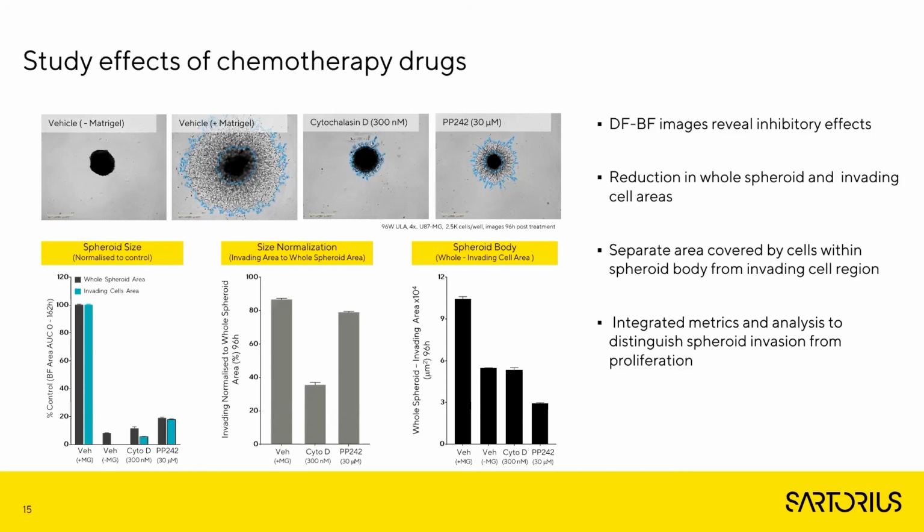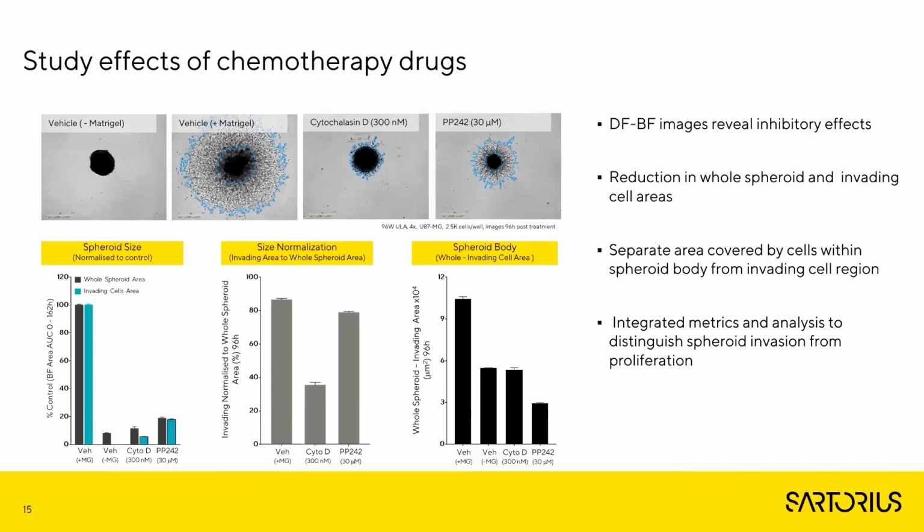So we have U87 spheroids which have been treated with cytochalasin D, an inhibitor of actin polymerization, and the PP242 compound, an mTOR1/2 inhibitor. If you just focus on the DFBF images, you can see that they reveal inhibitory effects of both of these compounds on spheroid size. And this is reported by the reduction in the whole spheroid area.